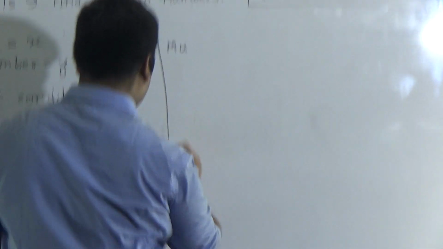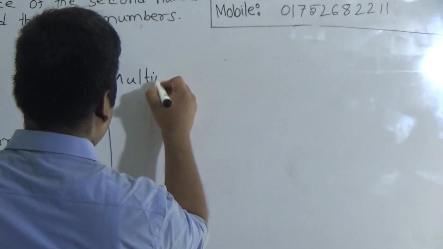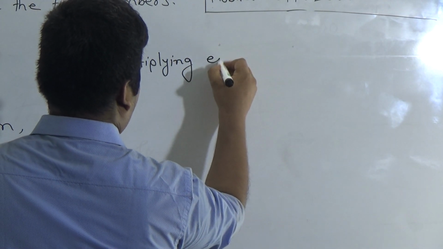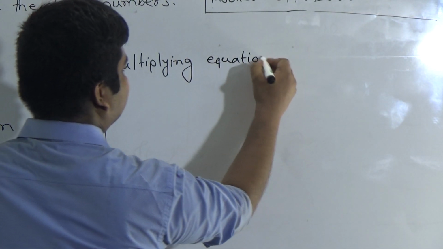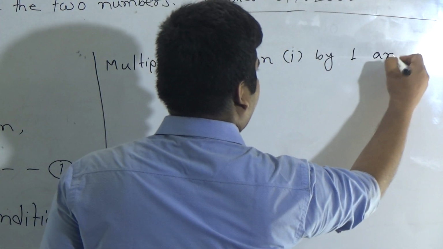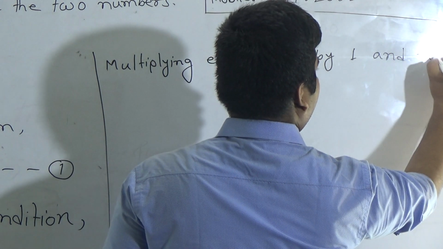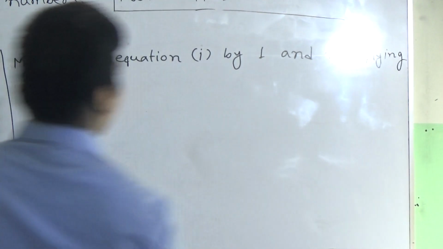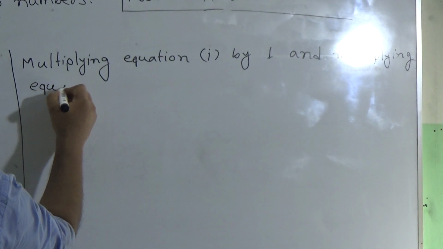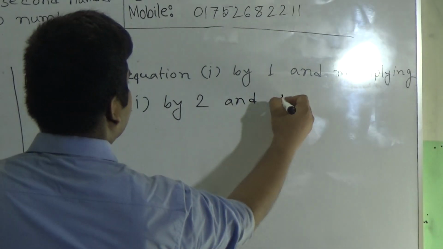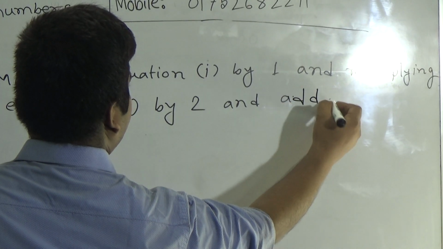Multiply equation 1 by 1 and multiply equation 2 by 2 and add.